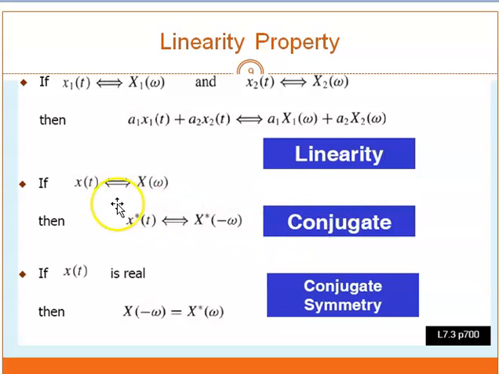Right, number 2, when you want to change from x(t) into X(omega), what happens for the conjugate? If you have x conjugate of t, in frequency domain, it will become X conjugate, but in negative form, minus omega. So for conjugate symmetry, when you have X(minus omega), it will become X conjugate of omega.